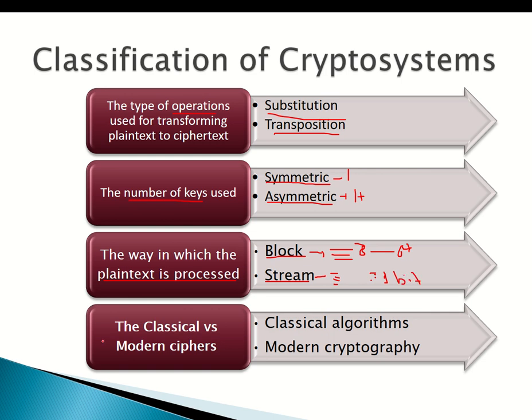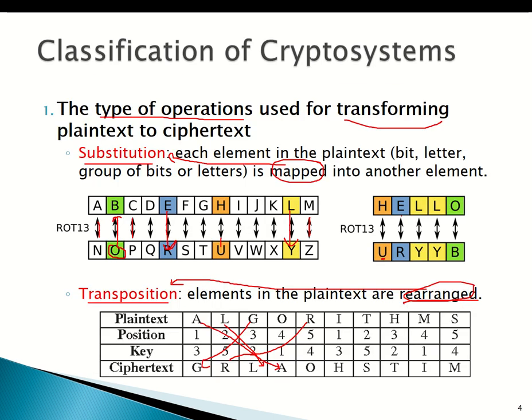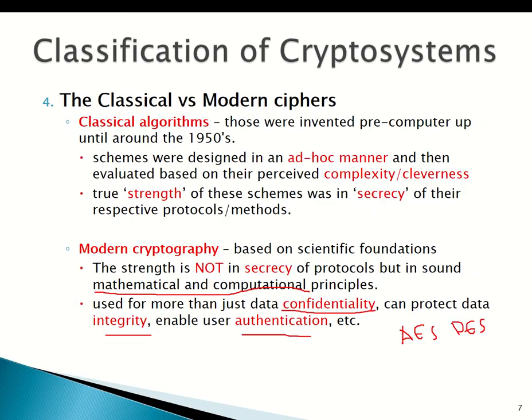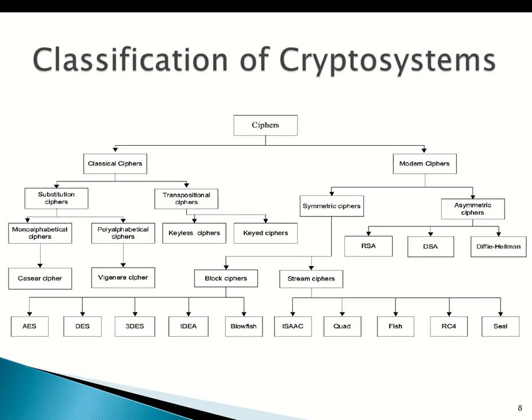If you want to look at the classification in a different way, you saw the old way and the new way. So we say classical ciphers and modern ciphers, which are basically classical algorithms and modern cryptography. Now this is how we classify cryptosystems based on these four categories. Remember these categories and the difference between each one.